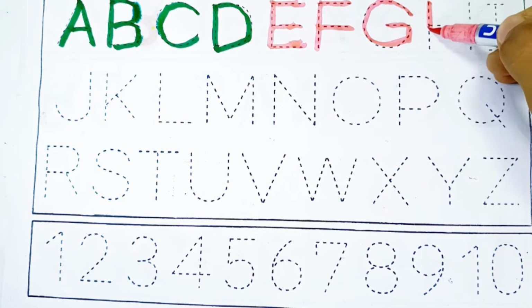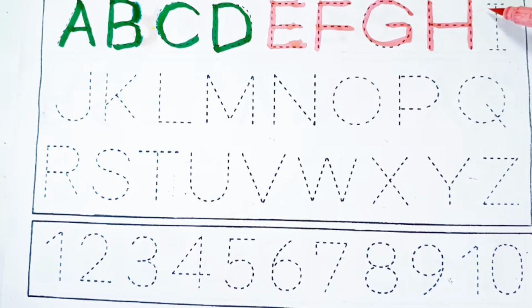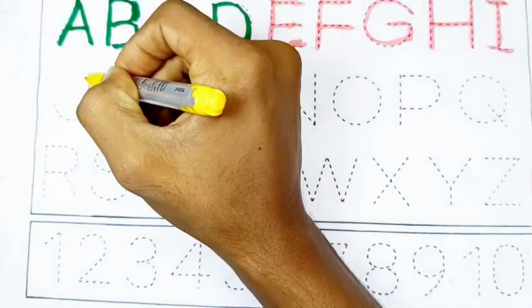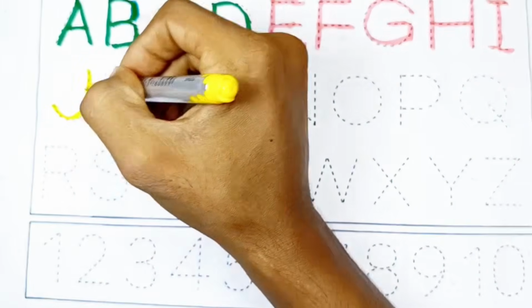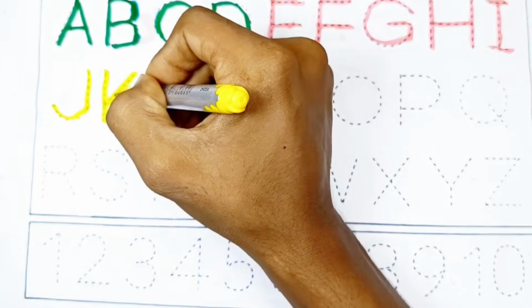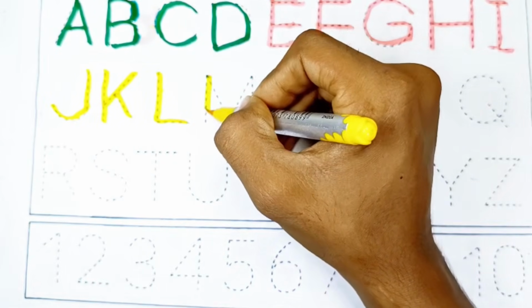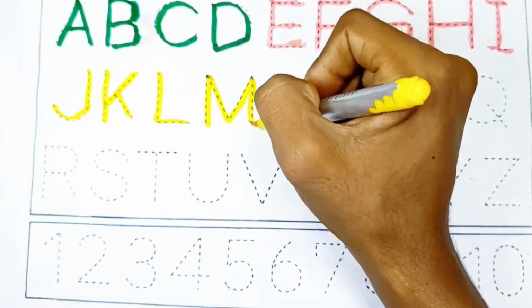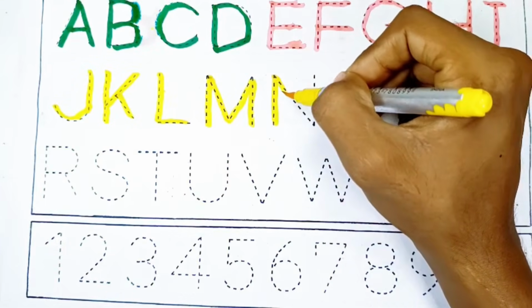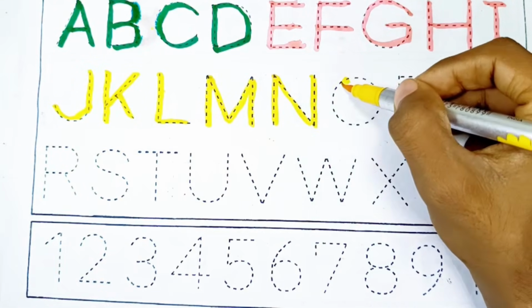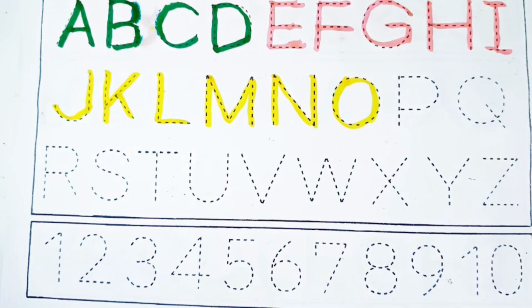G for god. Next time, won't you sing with me? H for helicopter. I for ice cream. It's now you draw J. J for joker. K for king. L for lion. M for moon. N for nose. O for orange.